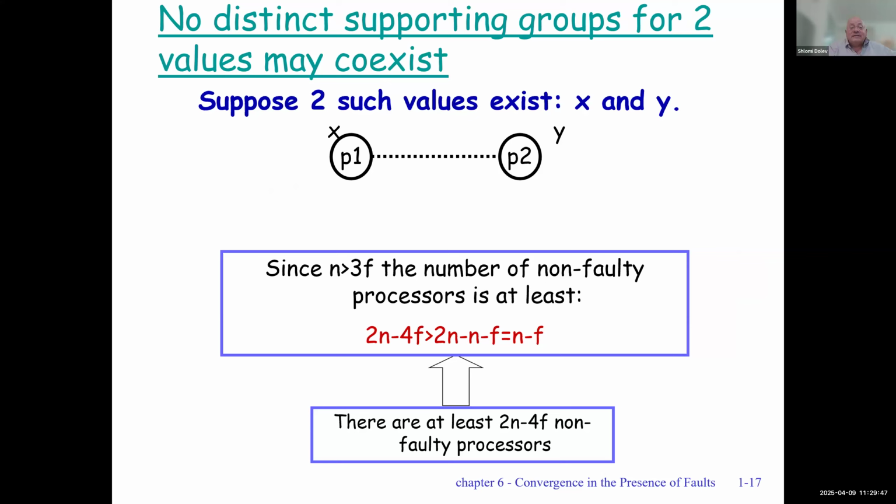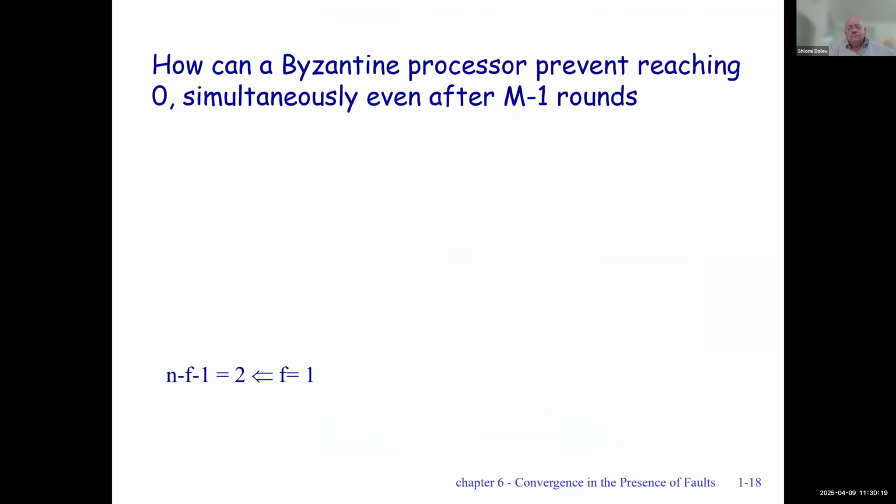And this is something that contradicts our assumption about less than 1/3. So n is greater than 3f, and we get 2n minus 4f is greater than 2n minus n minus f, which is greater than the number of non-faulty. So we are safe, only one will be incremented. And this is very relaxing. But the other one will maybe be 0. So we can have two sets forever after the first pulse. We can have at most two sets. One of them is 0.